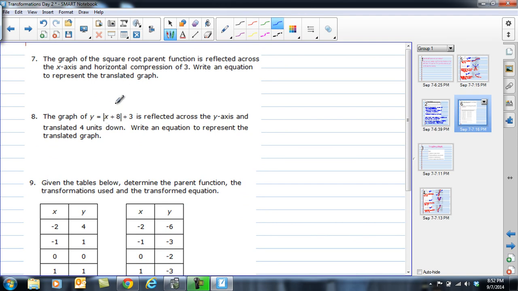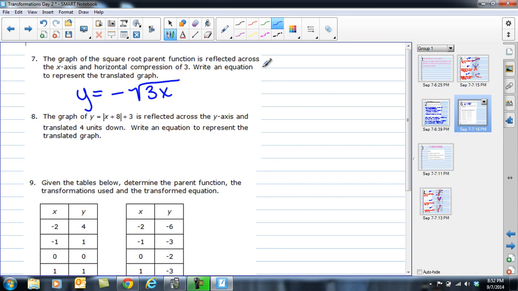So the graph of the square root parent function is reflected across the x-axis and has a horizontal compression of 3. Horizontal compression, remember, means that I'm going to be dealing with a b value, so the whole quantity has to be multiplied by 3 and it's not outside the square root symbol, it's going to be under it. So we're going to start with the negative because it is reflected across the x-axis, and then it's going to have to be the square root, and because it has a horizontal compression of 3, that means I'm going to multiply it by 3, and the 3 goes under the square root to make it horizontal. If I'd put it outside the square root, it would make it vertical.